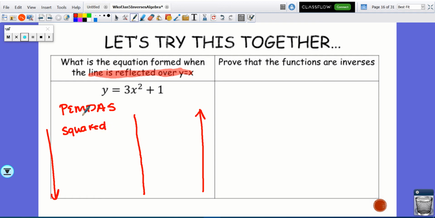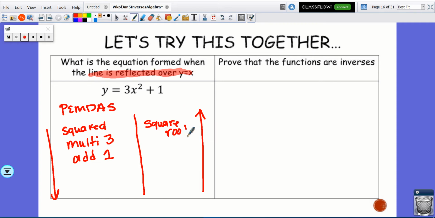And then we look, is there any multiplication or division? Here we are multiplying by 3. And then we look and see, is there any adding or subtracting going on? Here we're adding 1. All of this is being done to the value. All right, so here we go and we find the opposite operation. What's the inverse of something squared? It means to take the square root.